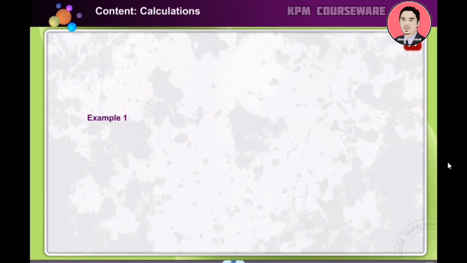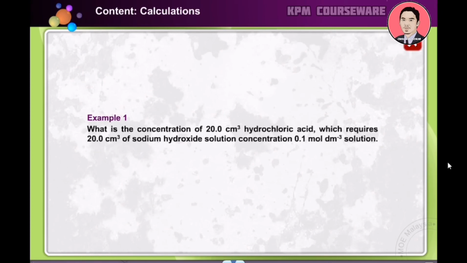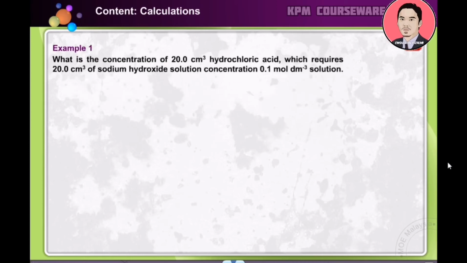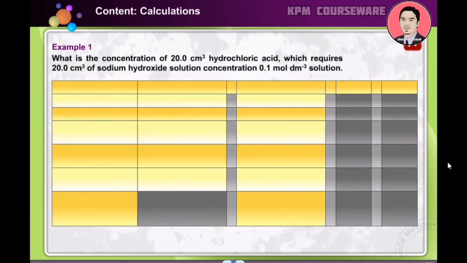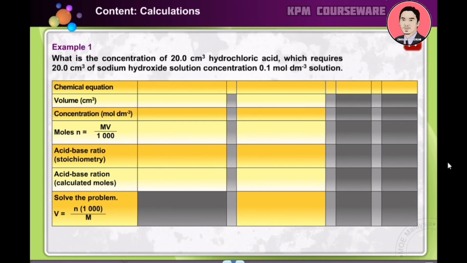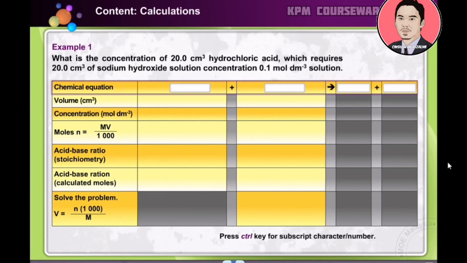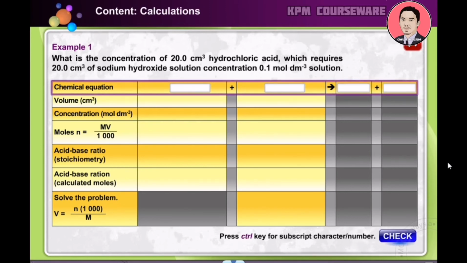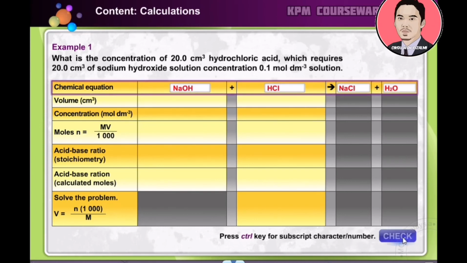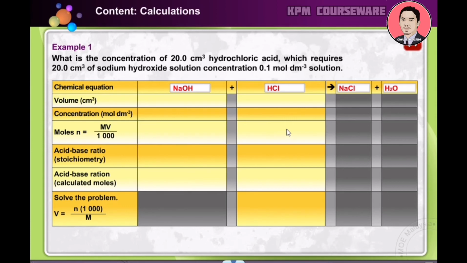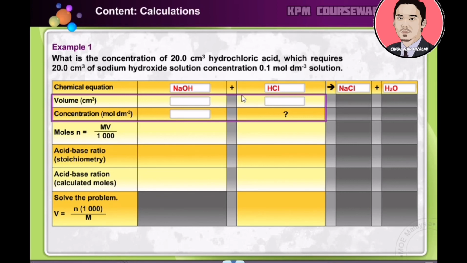In this example, you are required to calculate the concentration of hydrochloric acid used in the acid-base titration. We are going to use a table to solve this problem. This will help you to see and understand what is going on. Later, you might not need this table. Let's begin with step number 1. Key in the chemical equation. Now, key in all the information given, the volume and the concentration of the solution.